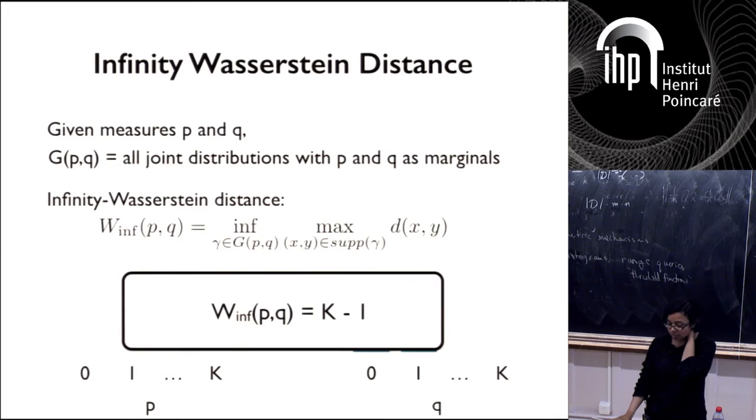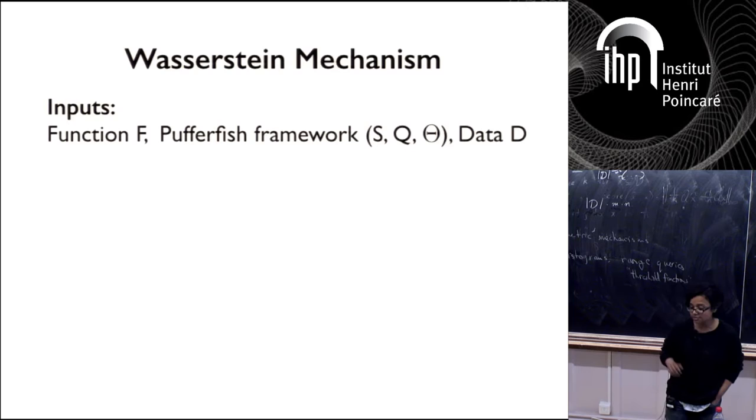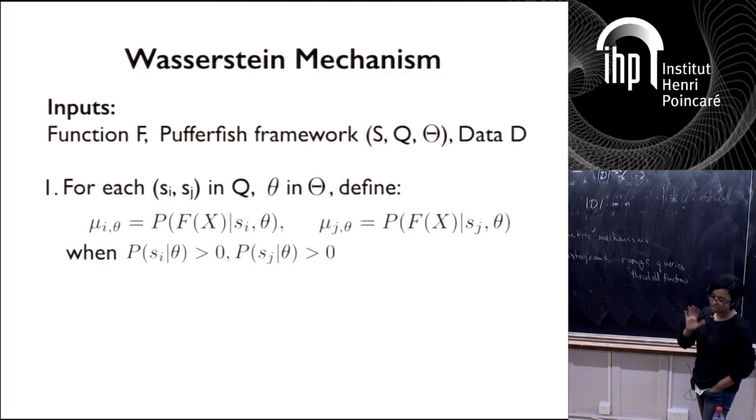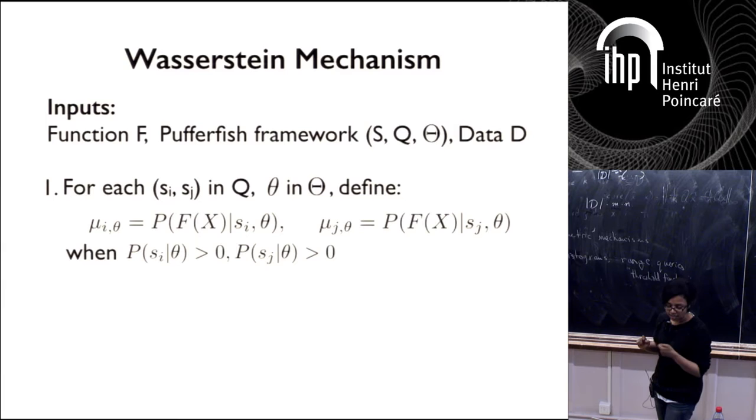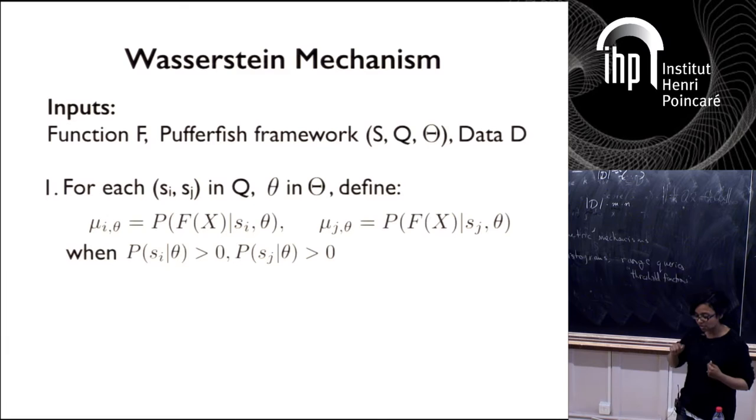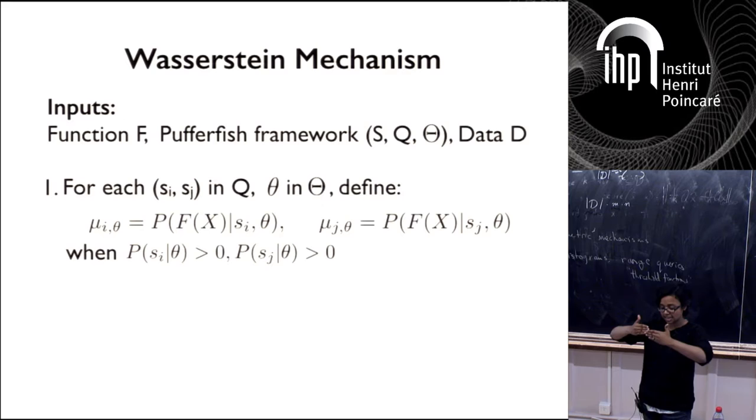So what does the Wasserstein mechanism do? So you have some pufferfish framework and you have a function. Again, this is not a computationally efficient mechanism, but what you would do is look at each secret pair, Si, Sj, in your set of pairs of secrets, and you look at each theta, right? For each of them, you define this distribution, mu of i theta. This is the distribution of f of x conditioned on Si and theta. Then you look at mu of j theta, where mu of j theta is the distribution of f of x conditioned on Sj and theta, right? And obviously, you only need to care about those Si's and thetas such that this probability is greater than zero, okay?